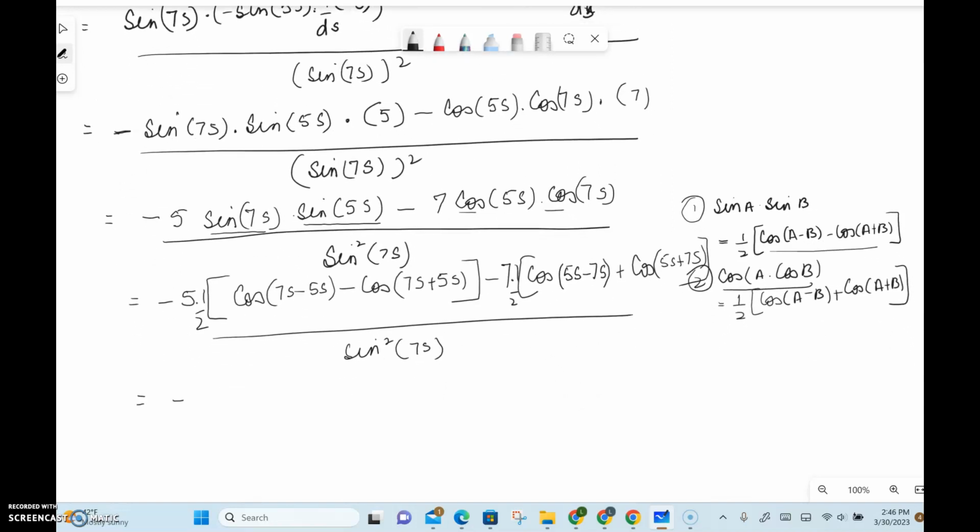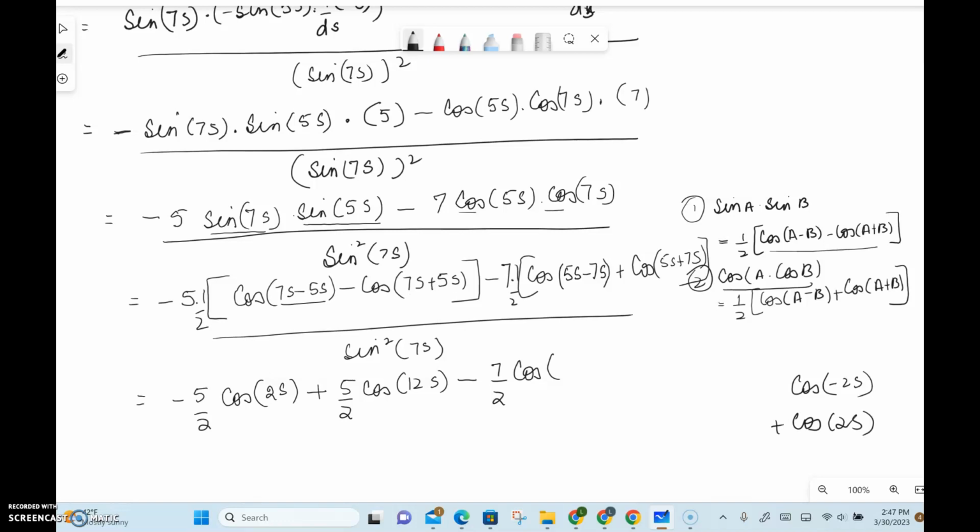So simplifying, this is negative 5/2 cosine of 7 minus 5, which is 2s, plus 5/2 cosine of 7 plus 5 is 12, so cosine of 12s, minus 7/2 cosine of negative 2s, which is the same as positive cosine of 2s, plus, and minus, that's a minus times plus is minus 7/2 cosine of 12s, the whole divided by sine squared of 7s.